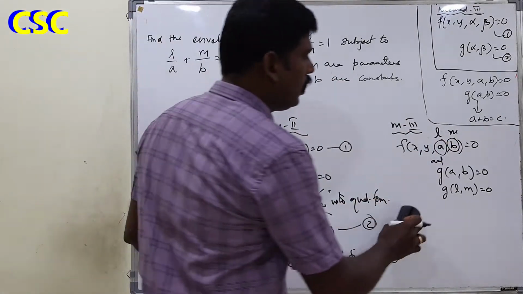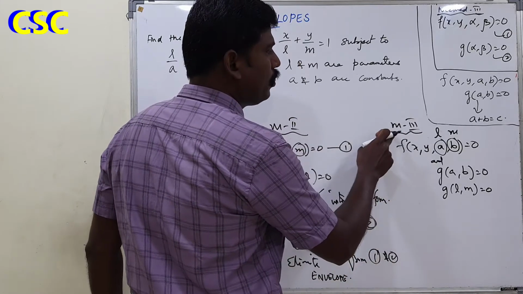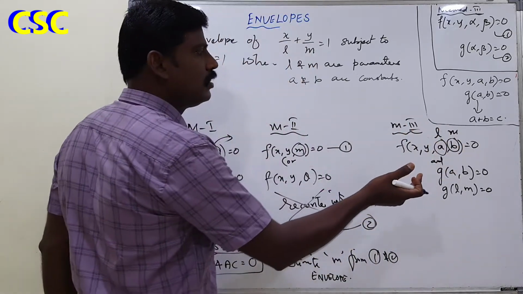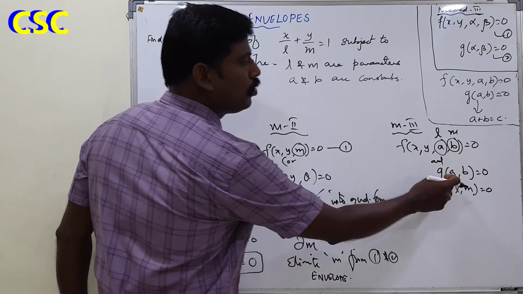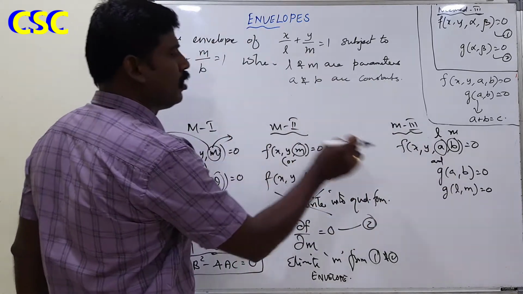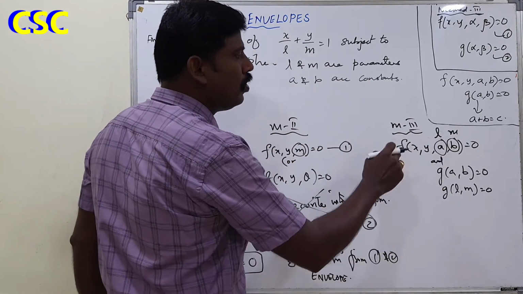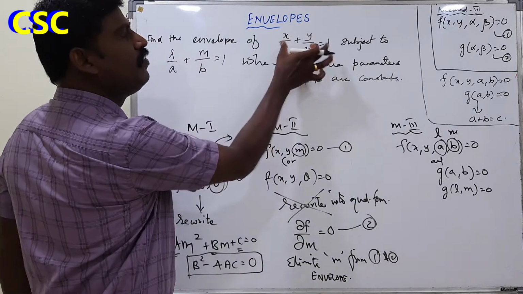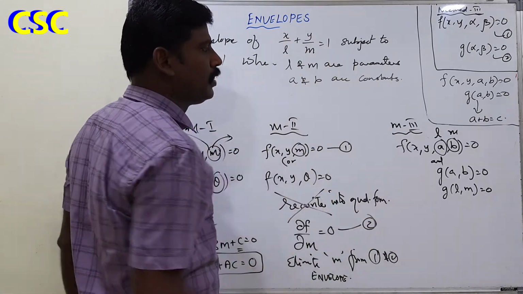Okay, so in method 2, there are two parameters given in the family of curves, and a relationship connecting these two parameters is also given. Then how do we calculate the envelope of the given family of curves? That's called method 3.